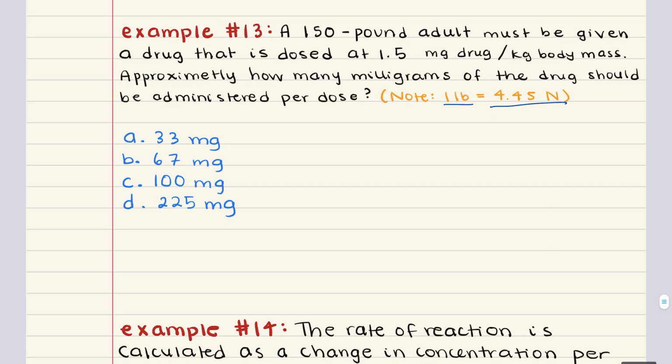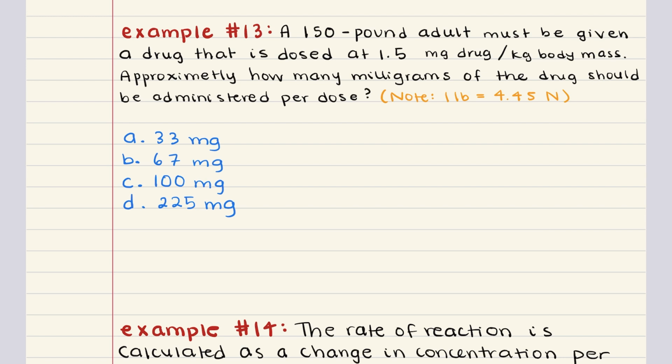Beautiful. Problem 13 says, a 150-pound adult must be given a drug that is dosed at 1.5 milligrams drug per kilogram body mass. Approximately how many milligrams of the drug should be administered per dose? Note that 1 pound is equal to 4.45 newtons. Because grams are a unit of mass and pounds are a unit of force, we first have to convert pounds to newtons and then divide by the acceleration due to gravity to find kilograms.